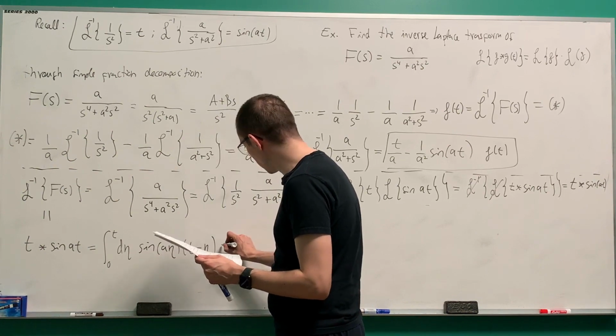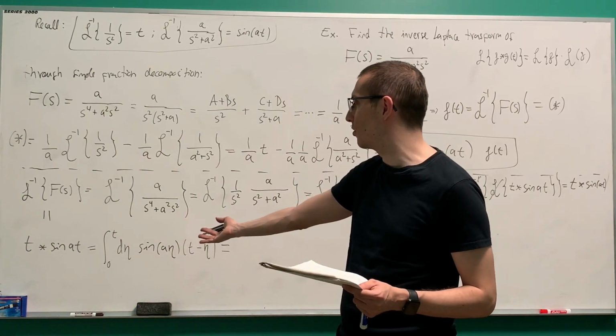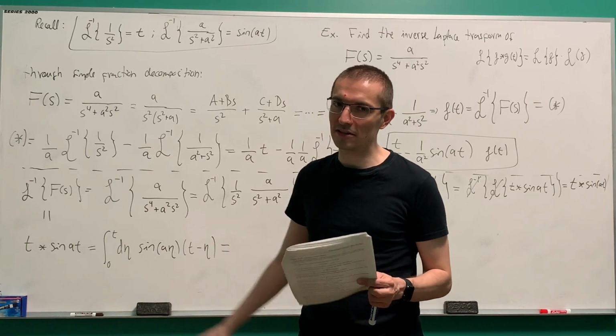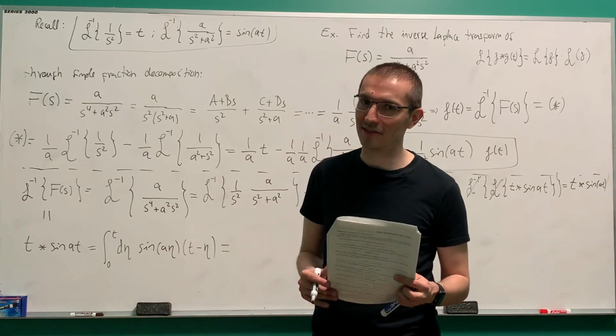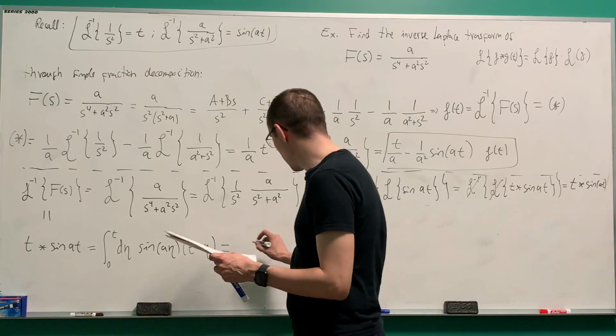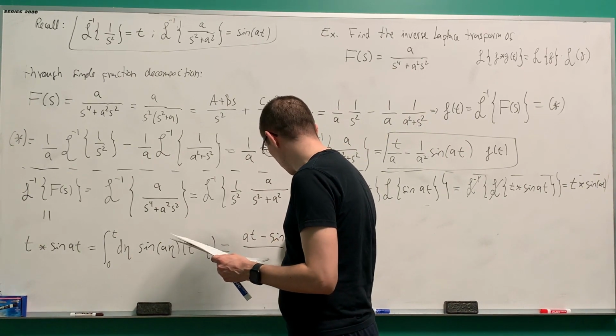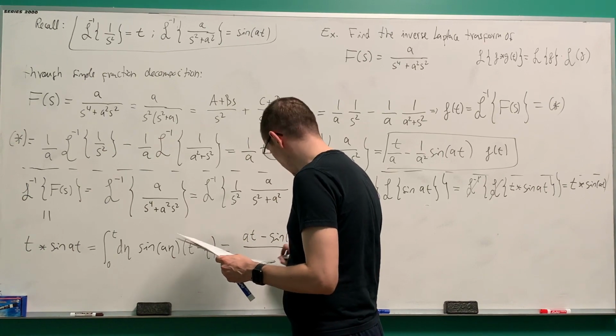Alright, so if I do this integral that you can do by parts, it's not a difficult integral to do by parts. It's a bit more difficult this time to do with Feynman's trick. By parts is slightly faster for this one. Still, if you do it, what you get is at minus sine at over a squared.